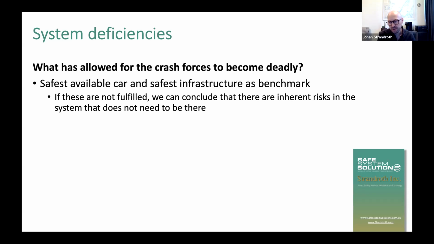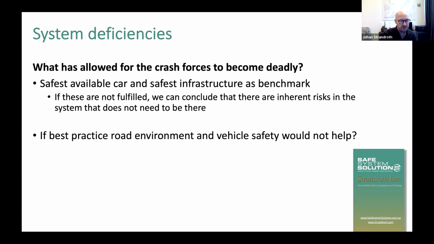If we are quite experienced road safety professionals, we quickly understand what the problem is in a certain road environment where a fatality has happened. Maybe that's not the case, though. Maybe we have the safest car on the best road and the fatality happens anyway. That's a more interesting scenario, because we know that happens. We would then ask, what if best practice road environment and vehicle safety would not help? You would still die.